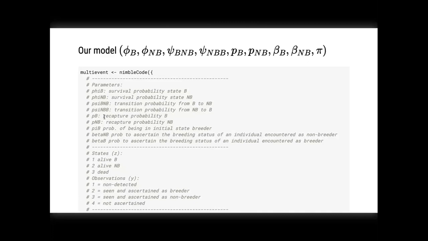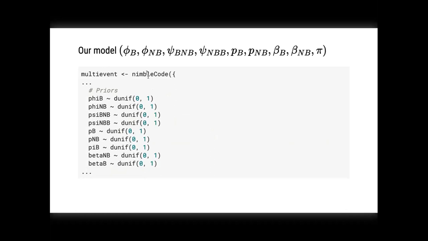Okay, so states 1 to 3: alive breeding, alive non-breeding, and dead. Then observations: non-detected is 1, seen as breeder 2, seen as non-breeder 3, and 4 is seen, but we don't know your status. The priors, again, we write the code using the nimbleCode function, we code the model. The priors are the same as before. It's all probabilities. We have only two states, so we don't need to use the Dirichlet or the multinomial logit link or whatever. We just assign a uniform prior distribution between 0 and 1, non-informative priors.